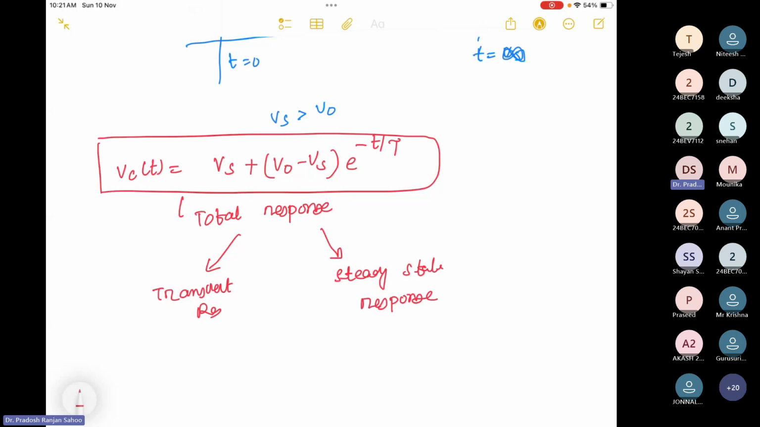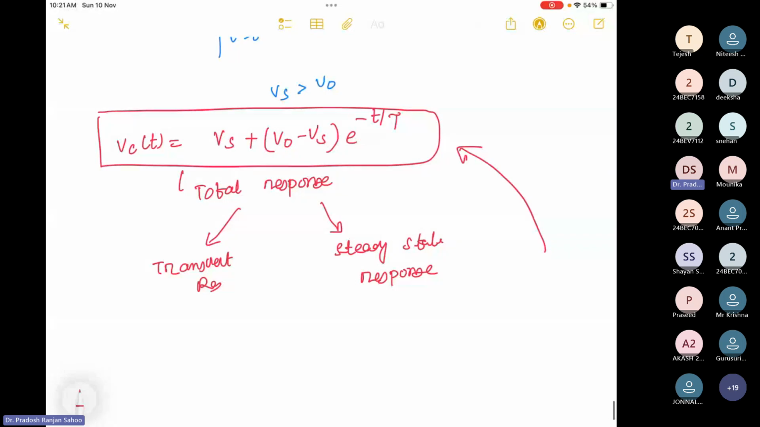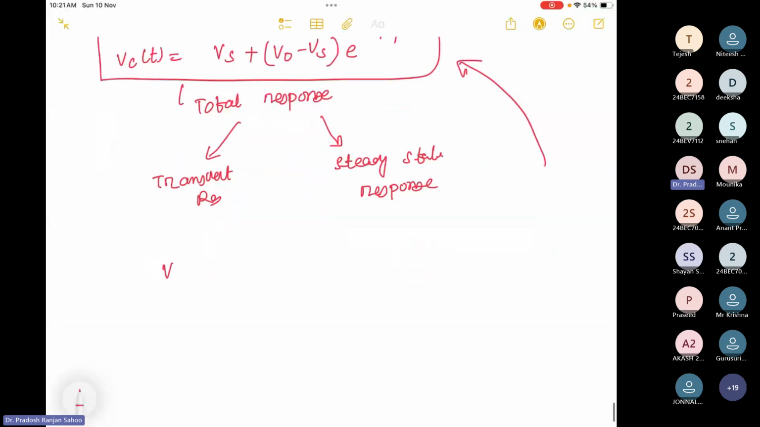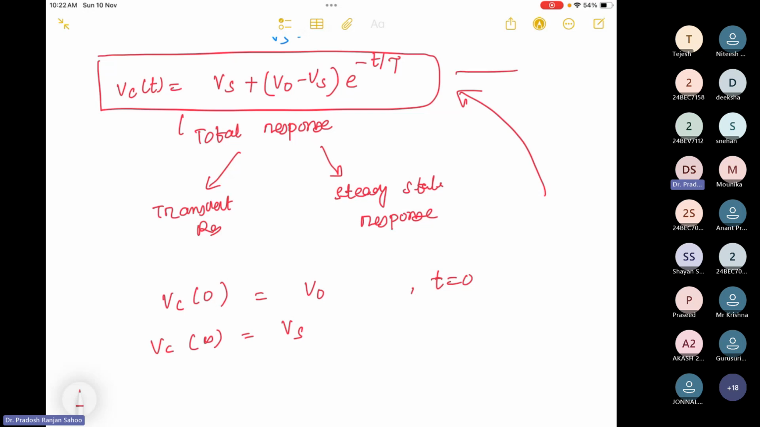So if I put t equal to 0 in this equation, Vc(0) is nothing but V0. If I put t equal to infinity, I get Vc(infinity) nothing but Vs. So this Vc(t) is valid when t is greater than 0. This is the total response. You will get a 10-mark question from this to find the total response.